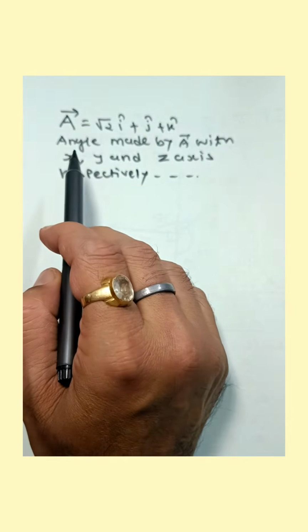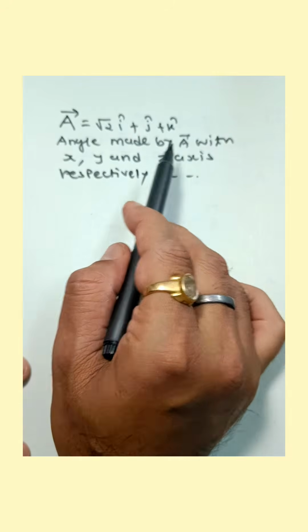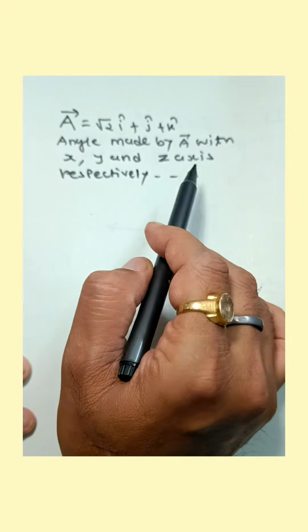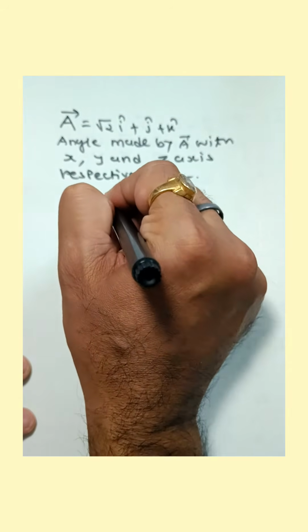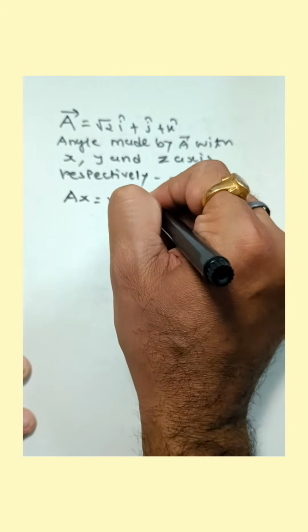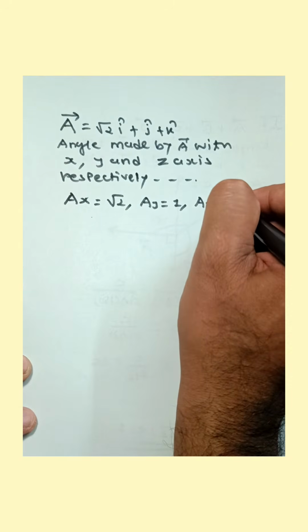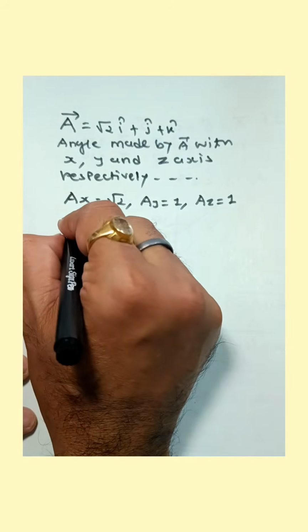A vector is equal to root 2 i cap plus j cap plus k cap. Angle made by A vector with x, y and z axis respectively are. Here x component of A, that is root 2, y component of A, that is 1, and z component of A, that is 1. Coefficient of i, coefficient of j and coefficient of k.